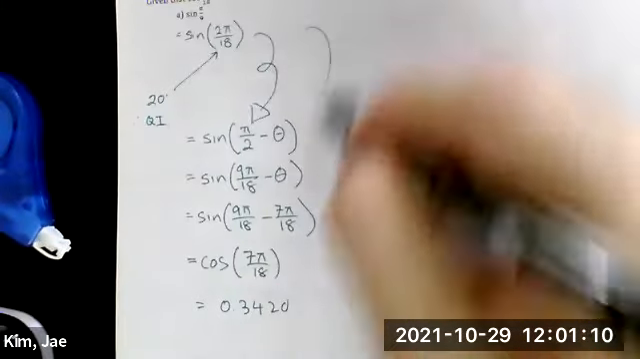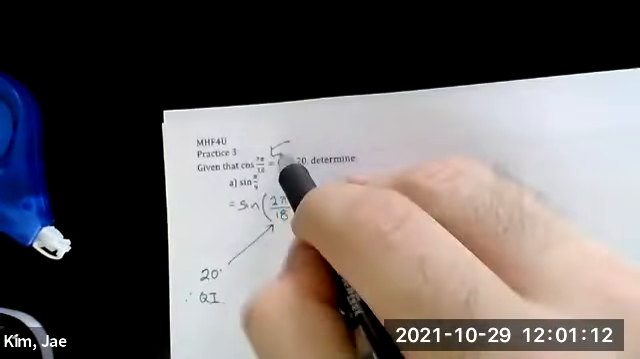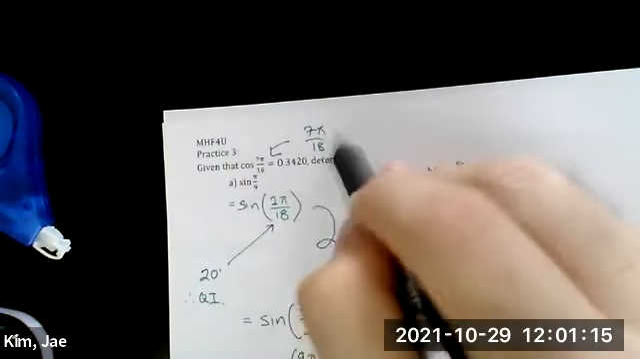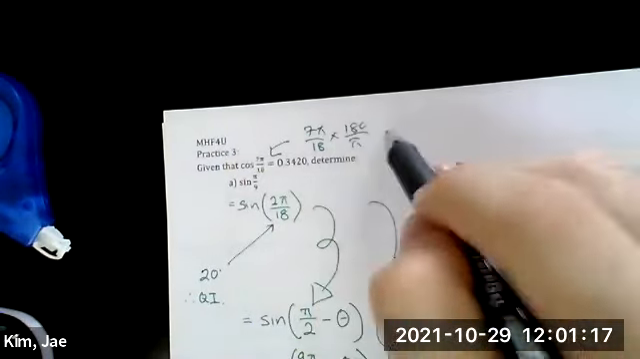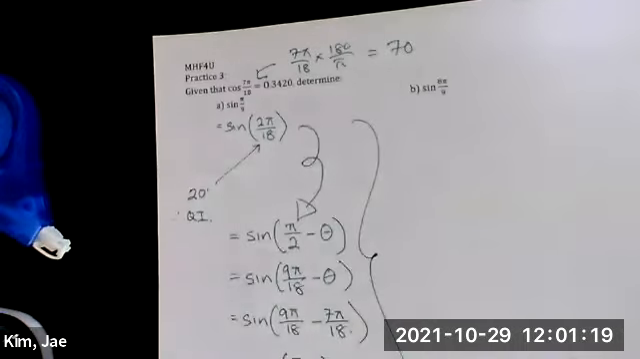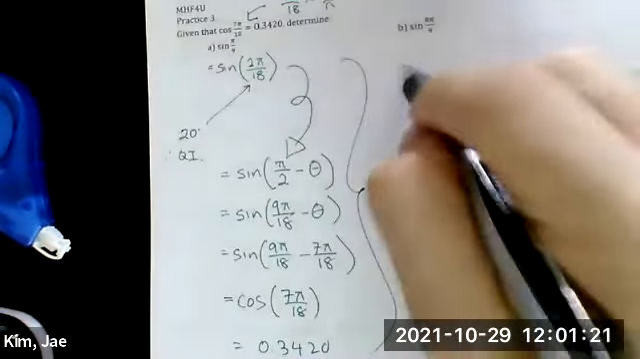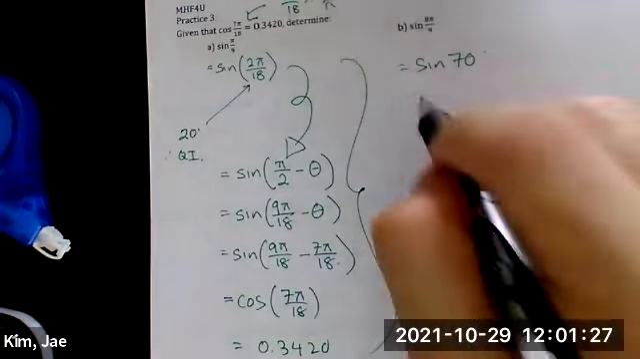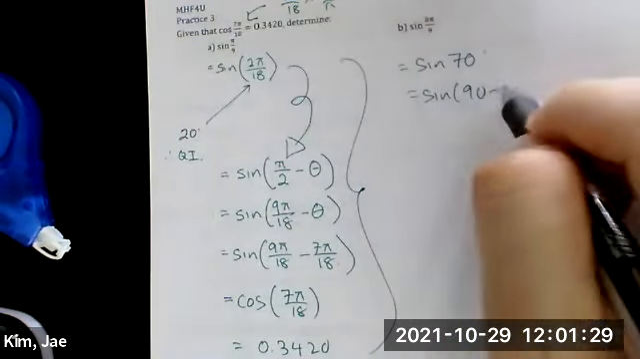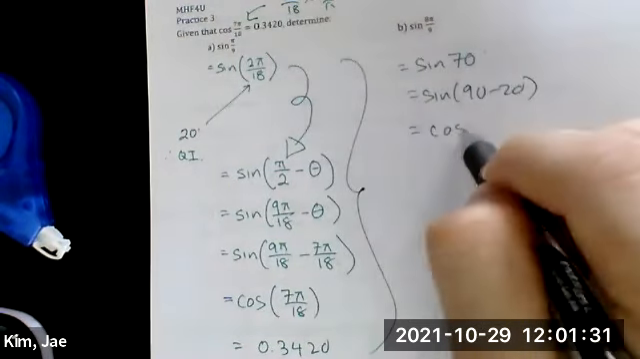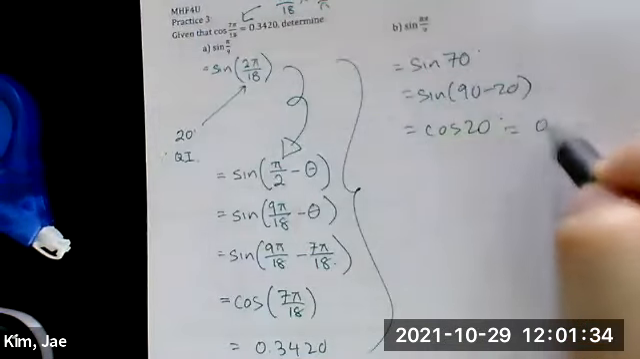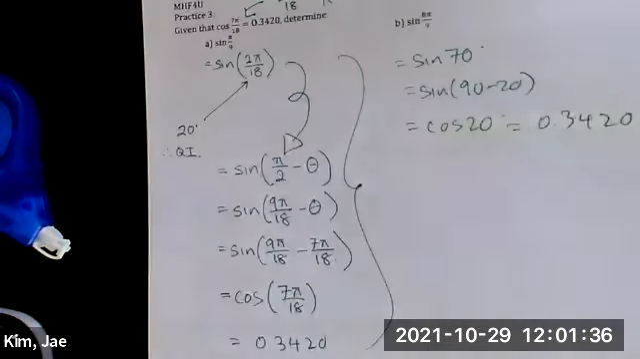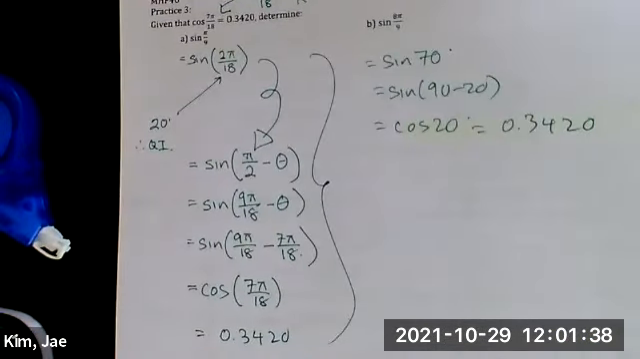Everyone else, you are dismissed. If you want, change this into angles. You get 70 degrees. So this question is equal to sine of 70 degrees. That easier? Which is equal to sine of 90 minus 20, which is going to be cosine of 20, which is equal to, that might be easier for you. Right?